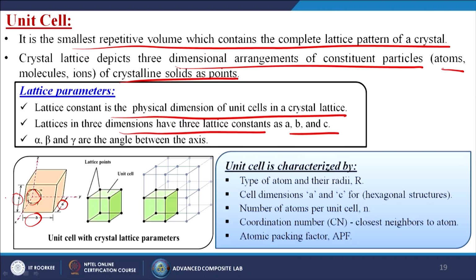Generally, a unit cell is characterized by the type of atom and their radii R, the cell dimensions a and c for the hexagonal structures, the number of atoms per unit cell, that is n, the coordination number, that is the closest neighbor atoms, and the atomic packing factor, that is APF. These all I am going to discuss briefly in the second lecture.